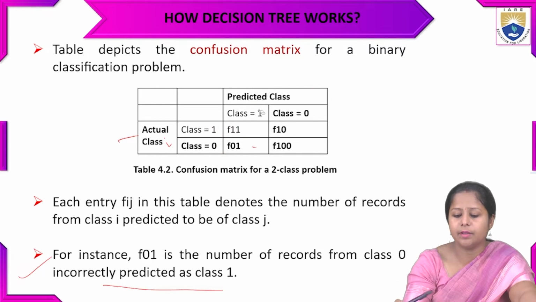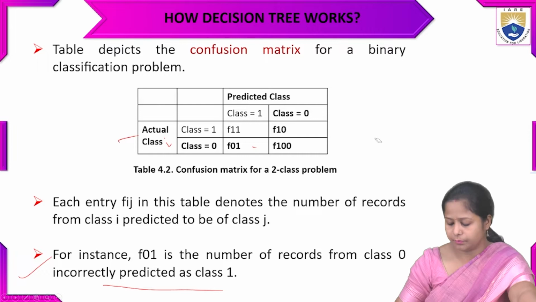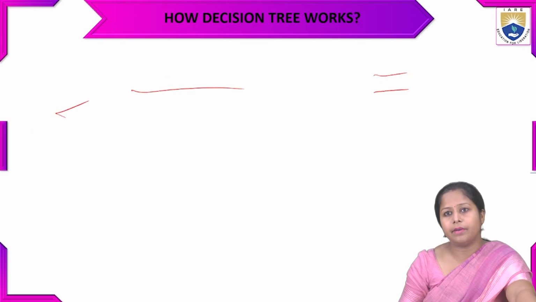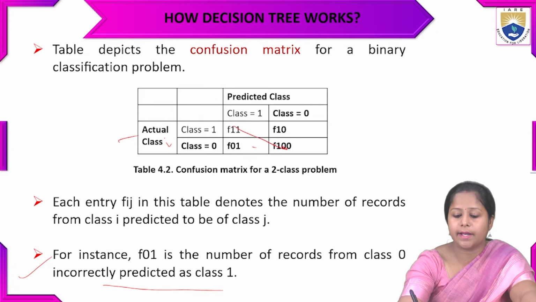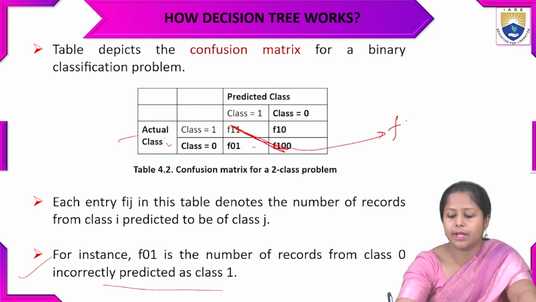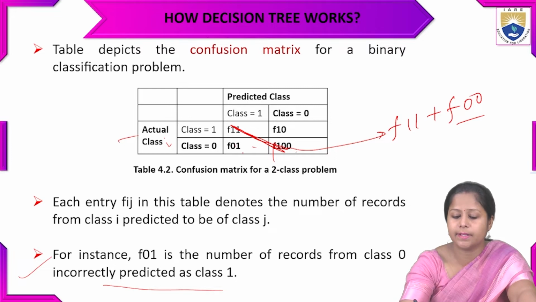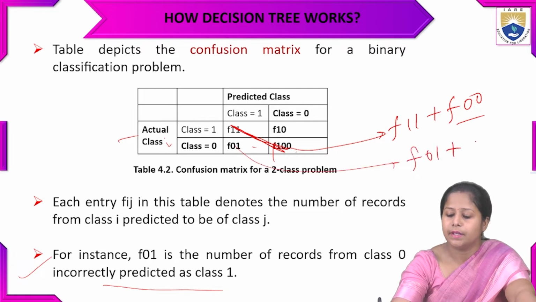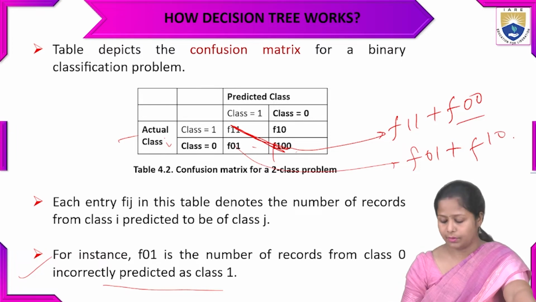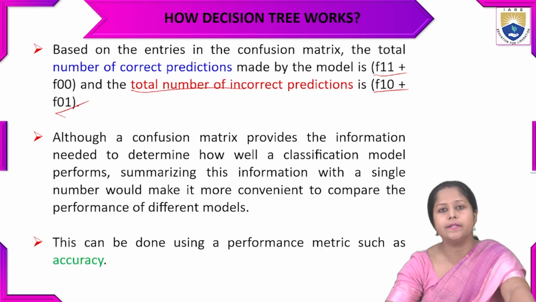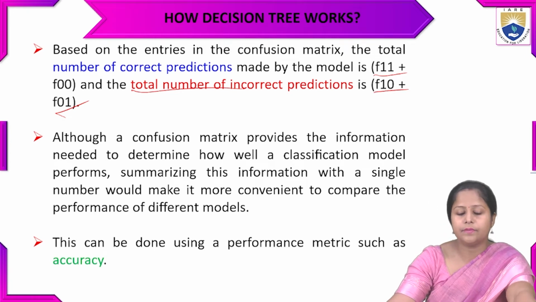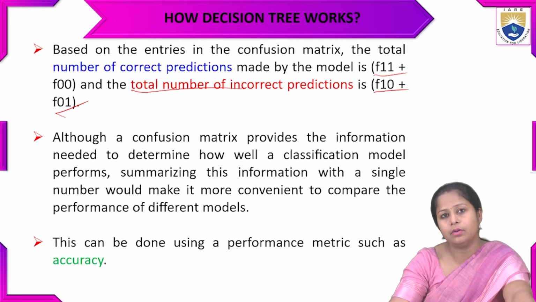So that is nothing but F11 plus F10. Again, that is having F11 and F00. So the correctly classified labels are F11 plus F00. That is F00, right? So that is correctly classified. The incorrectly classified are F01 plus F10. So like this we have to calculate the total number of predictions, correct or incorrect. Like this we have to combine the two class levels.